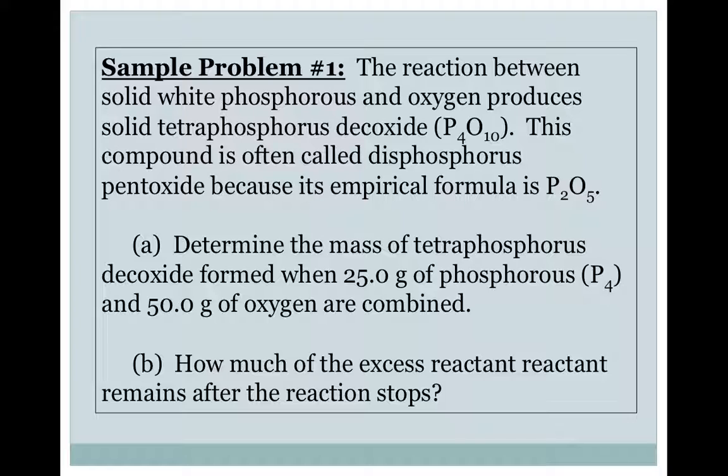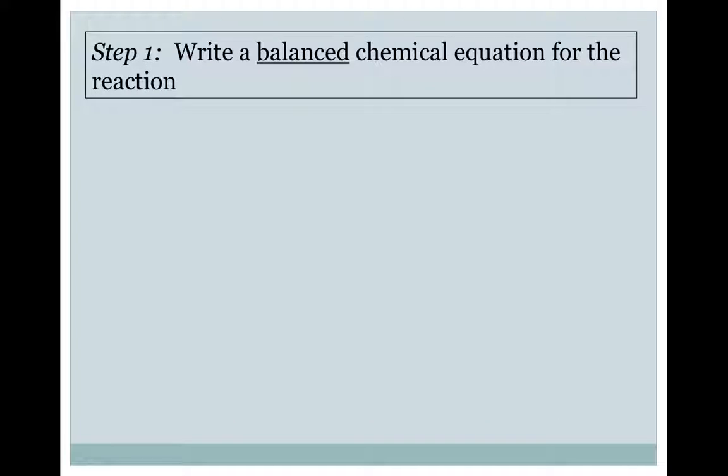So let's look at sample problem number 1. It says the reaction between solid white phosphorus and oxygen produces solid tetraphosphorus decaoxide. This is often called diphosphorus pentoxide because of its empirical formula. For part A, you're going to determine the mass of tetraphosphorus decaoxide formed when you have 25 grams of phosphorus and 50 grams of oxygen, and then how much excess is left over.